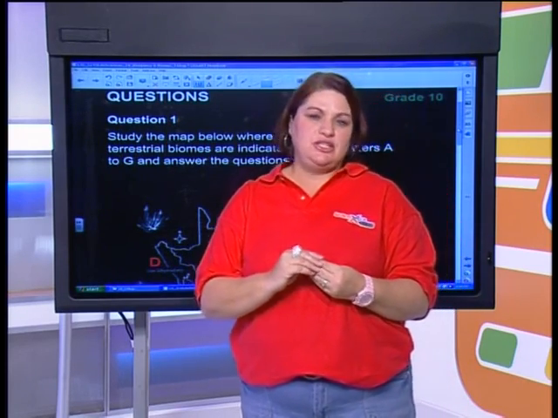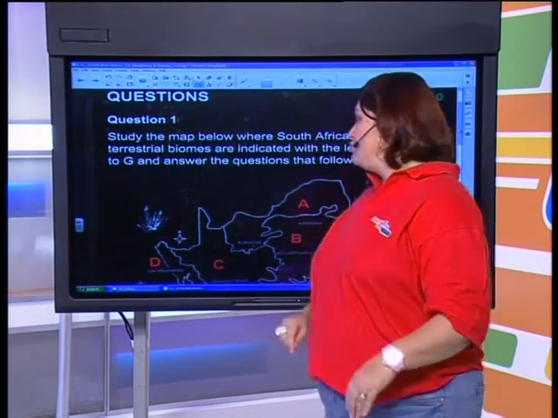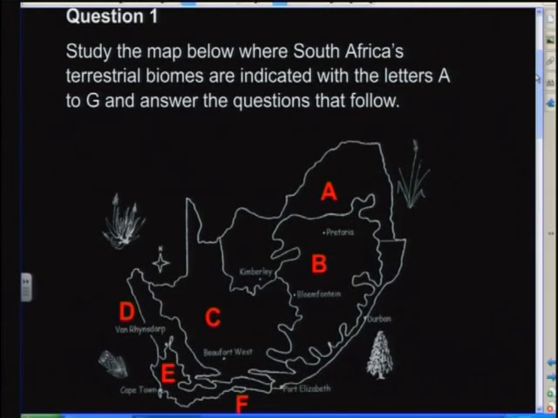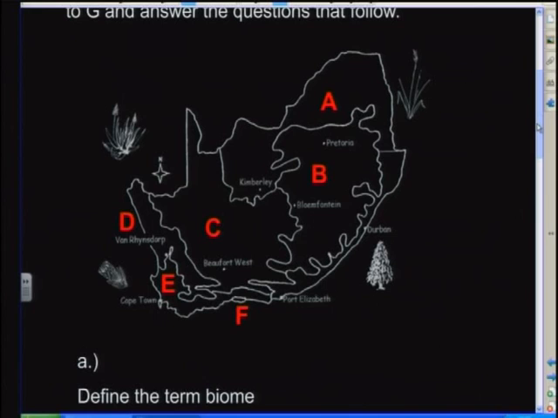When it comes to biomes, this is what we call the studying part. If you have a look at the question, very simply, if we go back to the recap, what you need to be able to do: the question says, study the map below where South Africa's terrestrial biomes are indicated. We have letters A to G, and answer the questions. So what did we need to know when we come to biomes? First of all, you need to be able to plot all the different biomes on a map. So before we start, let's see how much we remember.